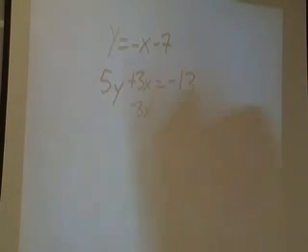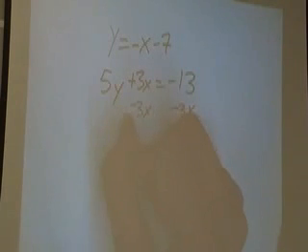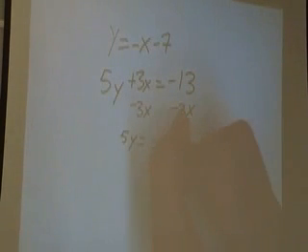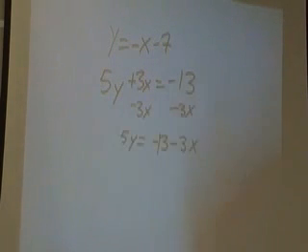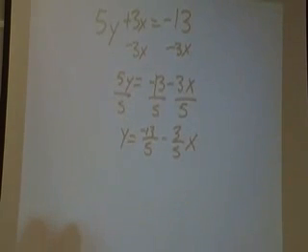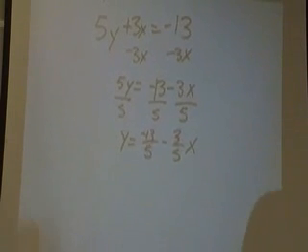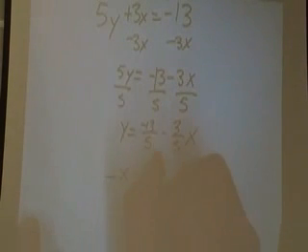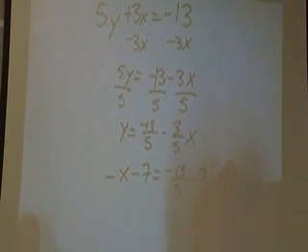I'll take 3x away from both sides, and I'll get 5y equals negative 13 minus 3x. And now I've got to divide the whole thing by 5. So I get y equals negative 13 fifths minus 3 fifths x. Well, now what I'm going to do is set these equal to each other for the equal values method. So negative x minus 7 is equal to negative 13 fifths minus 3 fifths x.